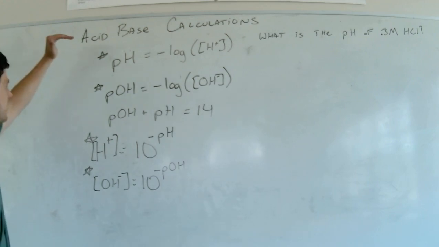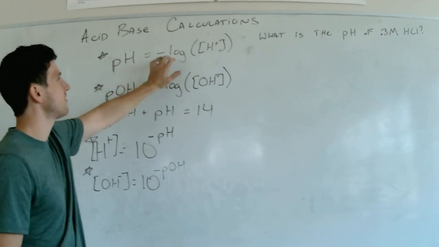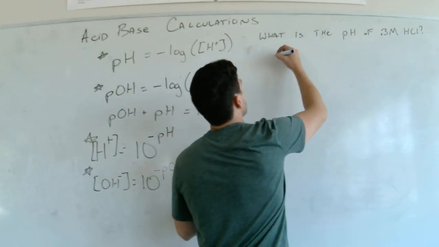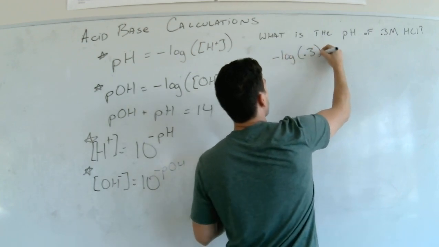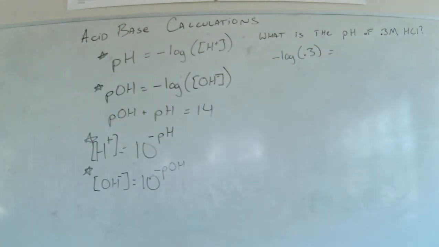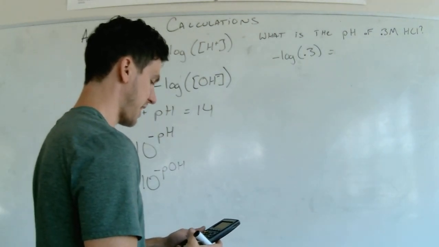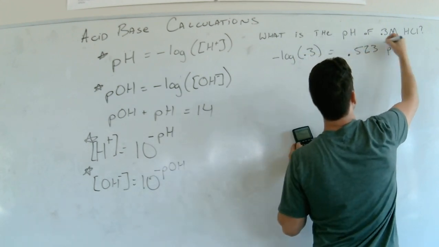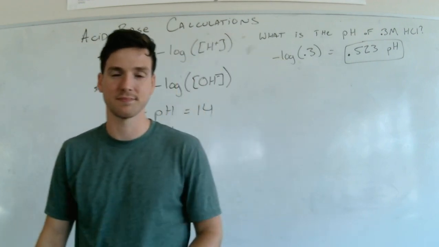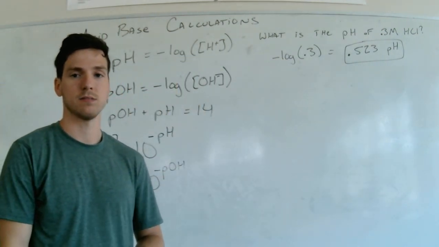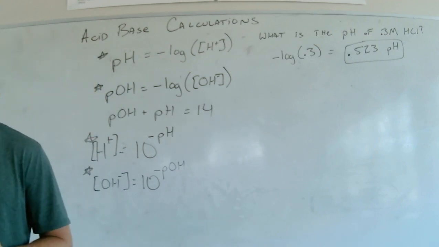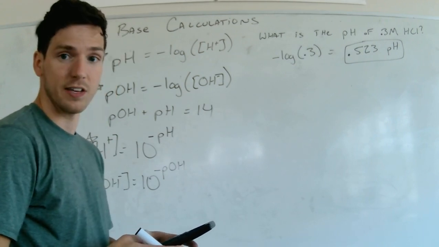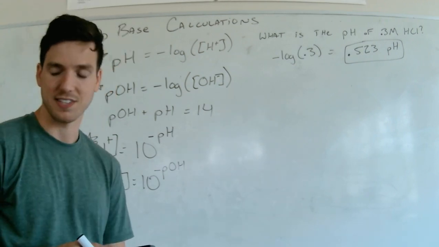Well, we want pH, right? So if we want pH, we just take the negative log of the concentration of the acid. Our concentration of the acid is 0.3. So I'll just take negative log of 0.3. Negative log of 0.3 gives me a pH of 0.523. That's pretty simple. That's the easiest one you'll get. 0.523 pH. And then if I ask you what's the pOH, you could just take 14 minus 0.523 and you'd get a pOH of 13.477.